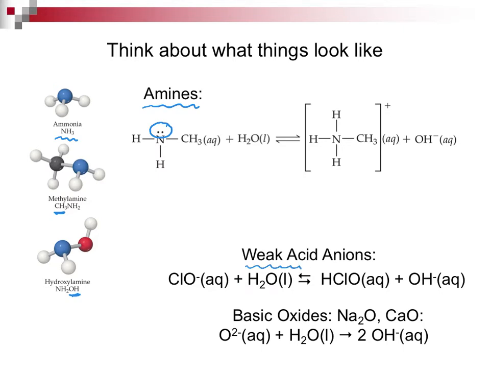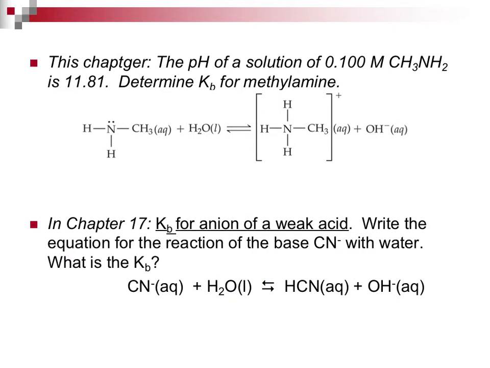The other type of base is a weak acid anion. You know that HClO is a weak acid. NaClO is the salt. It dissociates 100% to make Na plus and ClO minus. That ClO minus can react with water to make a basic solution. So we've got a lot of calculations to do, but what I've noticed is students will struggle with what are these things. So this is a new addition this semester.